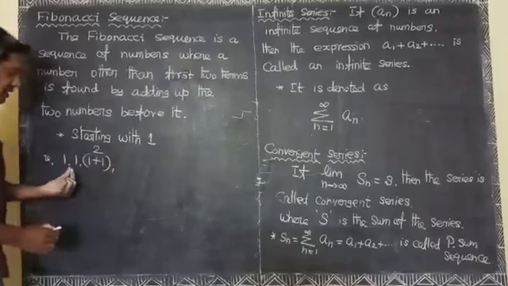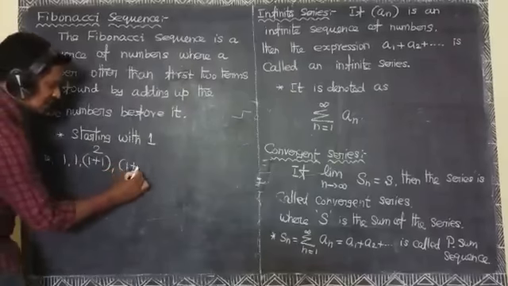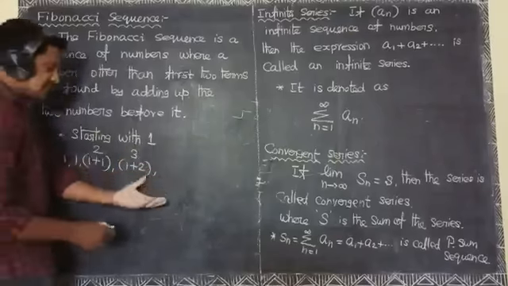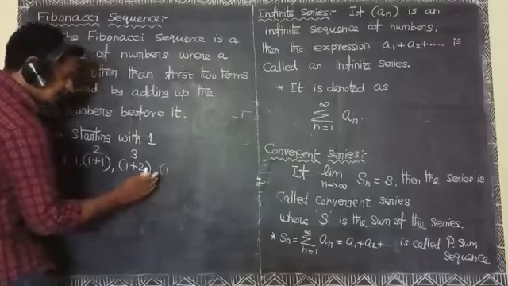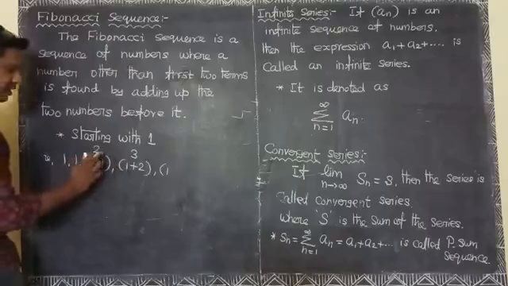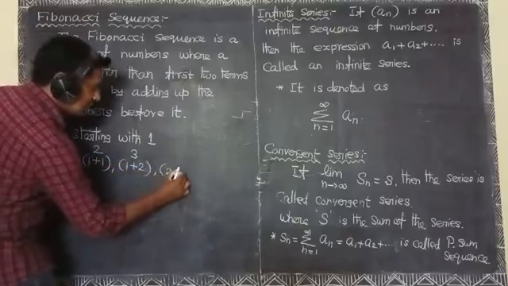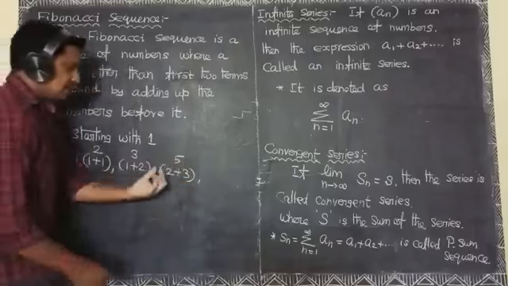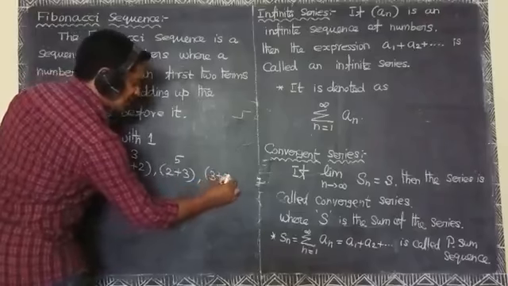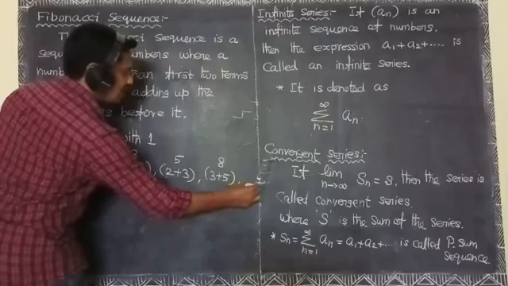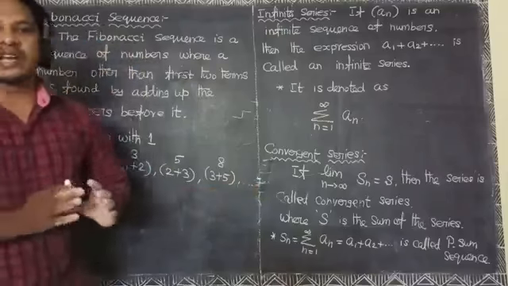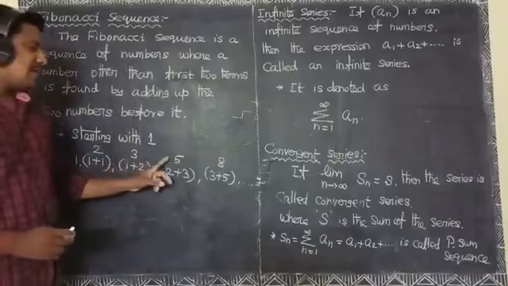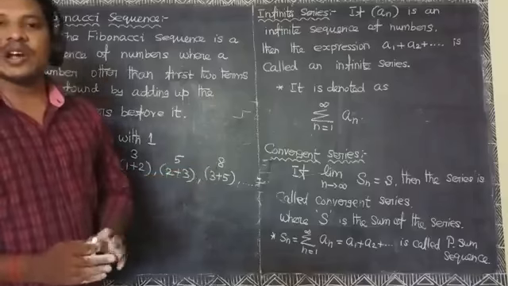Then the fourth number is 1 plus 2, that is 3. Then the next number is 2 plus 3, that is 5. Here 3 plus 5, that is 8. Similarly, 1, 1, 2, 3, 5, 8 is called the Fibonacci sequence.